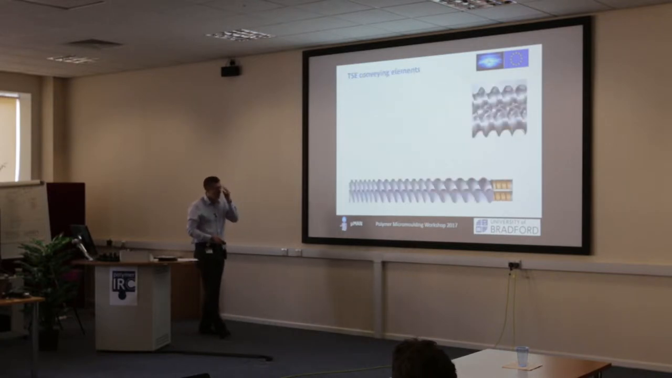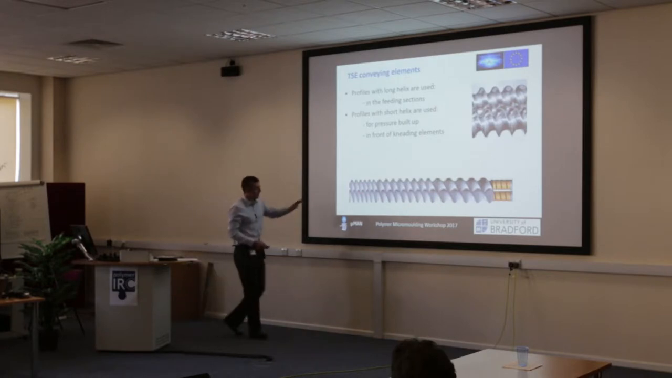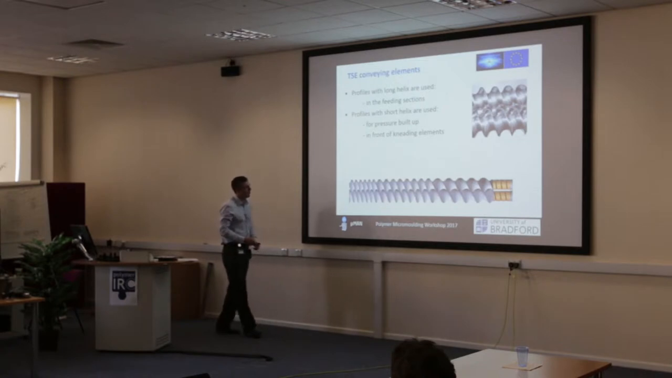So for example, conveying elements, these don't do a great deal of mixing, they just convey the polymer along. And if we want to, we can change the pitch of these to build pressure up. So if we're having a mixing region coming after here, we can build up the pressure to force them into a mixing region.